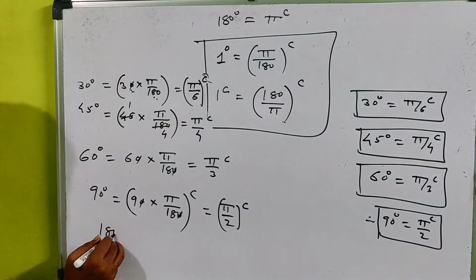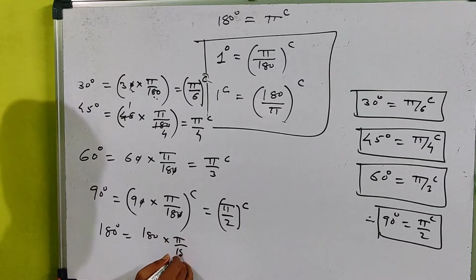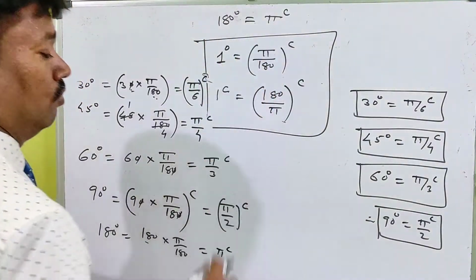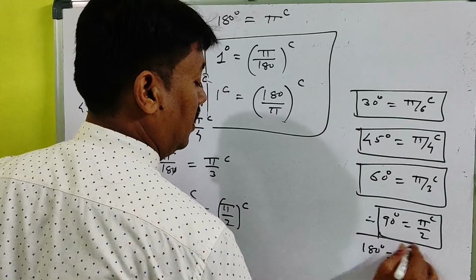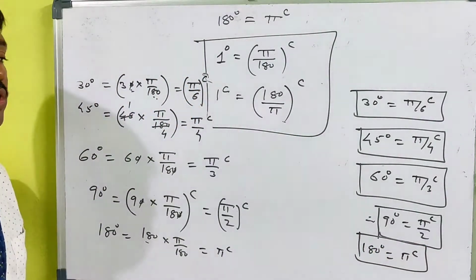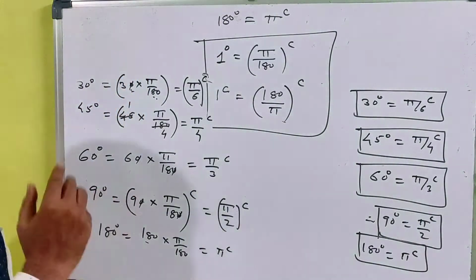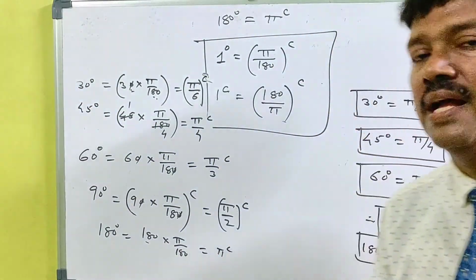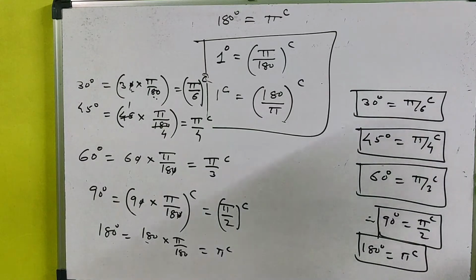Next 180. So 180 into pi upon 180. So 180 cancel. It is pi radian that we already know. So 180 degree is nothing but pi radian. That is a very important relation or important standard angle. So you should know all this when you are solving, and you have to remember these standard angles forever in maths, because in maths आगे जाके directly आपको उसका radian measure पता होना चाहिए.